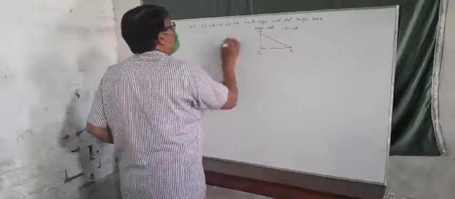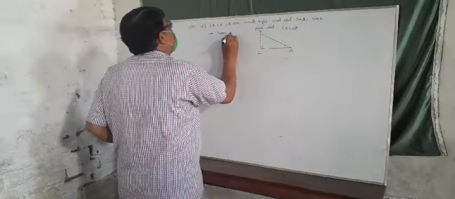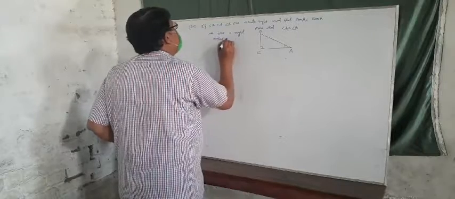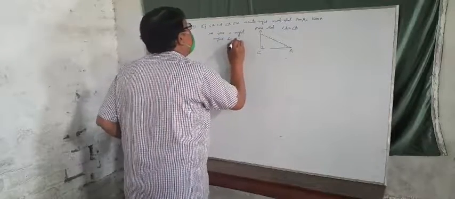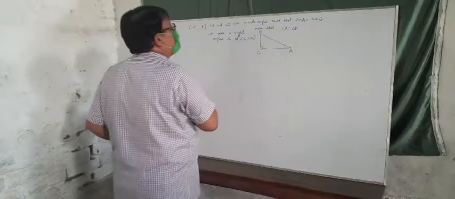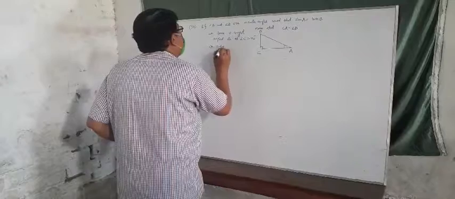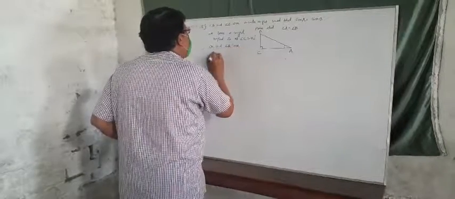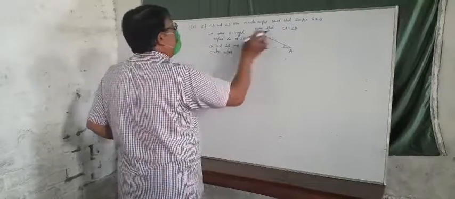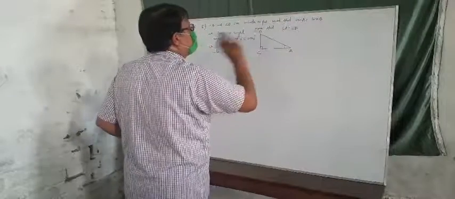Now we take a right angle triangle, with angle C equal to 90 degrees. Angle A and angle B are acute angles. Now we will find the value of sin A and sin B from this figure.